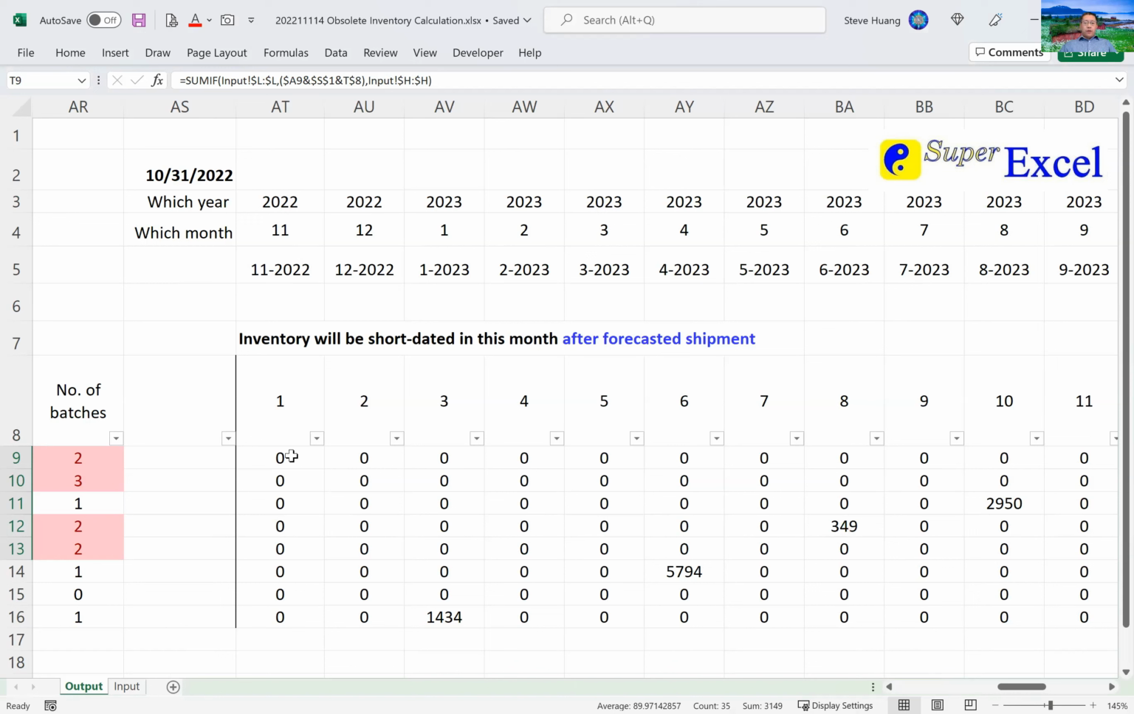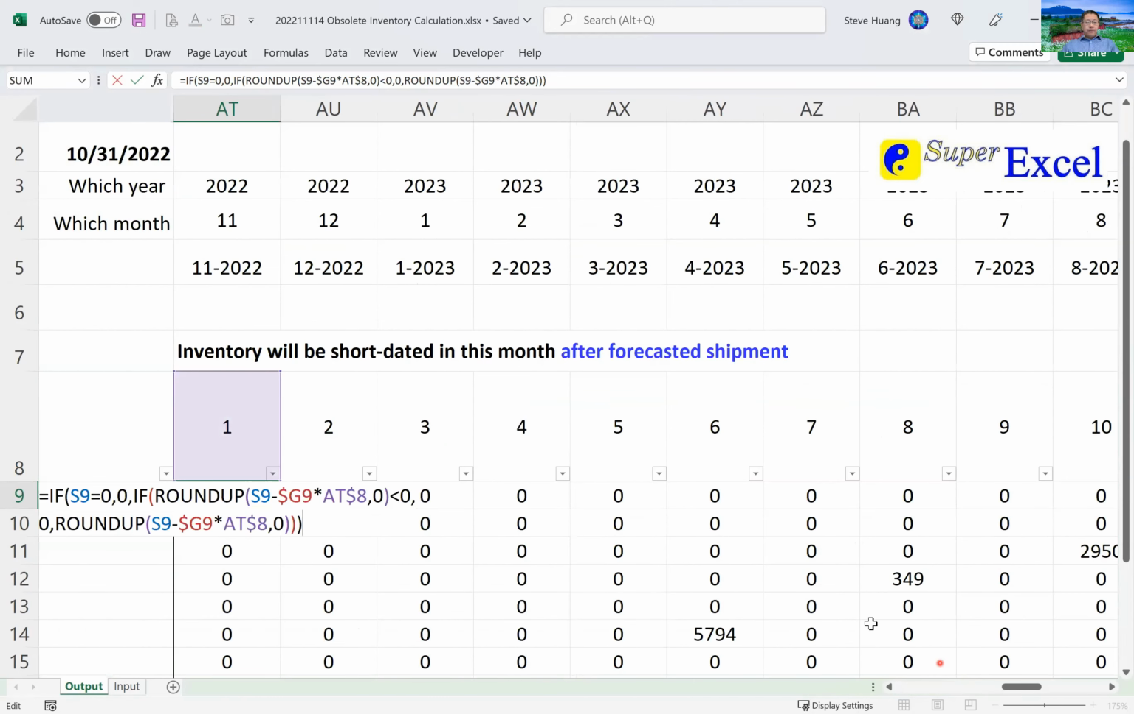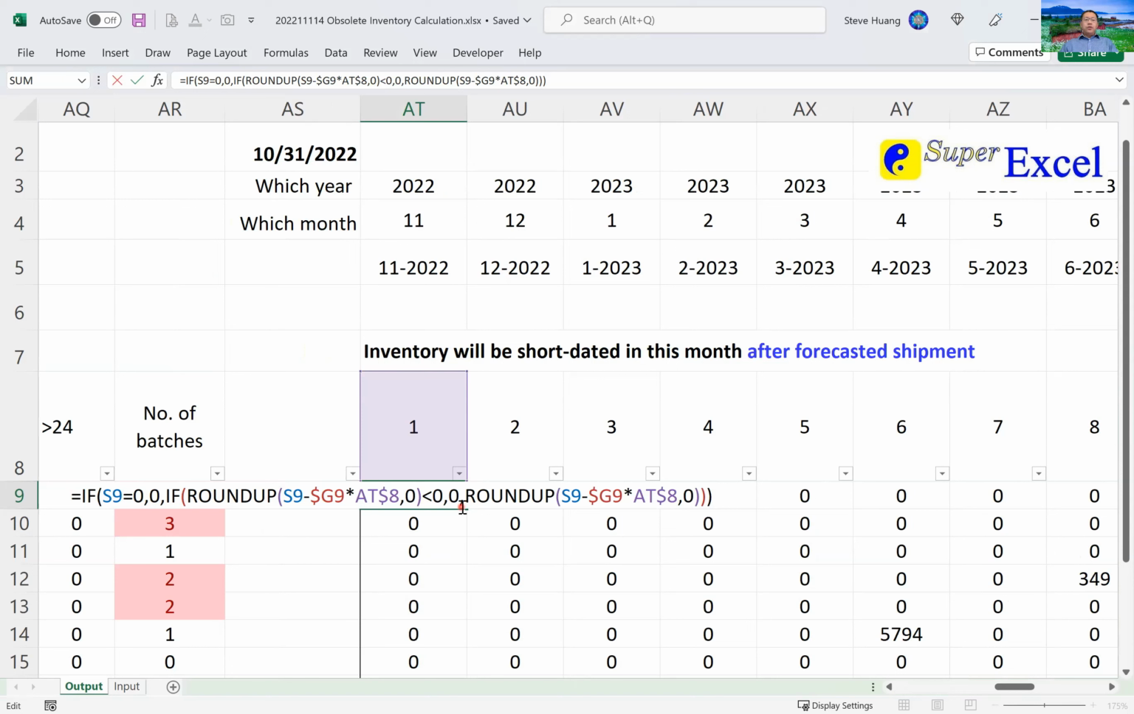Let's look at her formula over here. Let me make this a little bit bigger, to make it easier for you to see the formula. There are two improvements I made over here. One is about the formula itself, while the other one is to address her challenges.